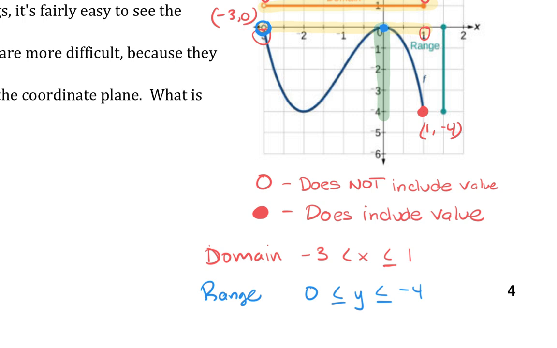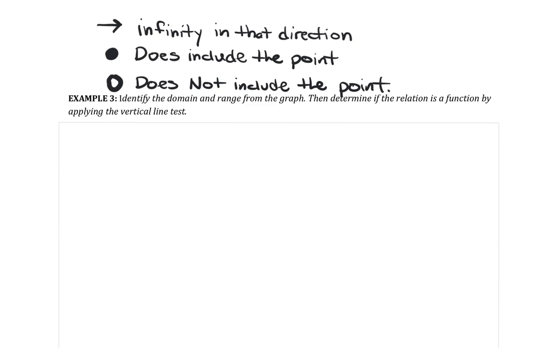That was a little tricky. We're going to go ahead and practice those on the next page. All right, example number 3. Identify the domain and range from the graph. Then determine if the relation is a function by applying the vertical line test.